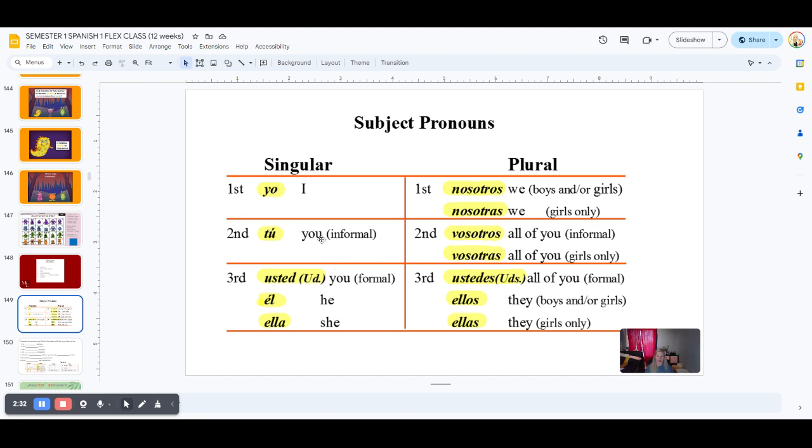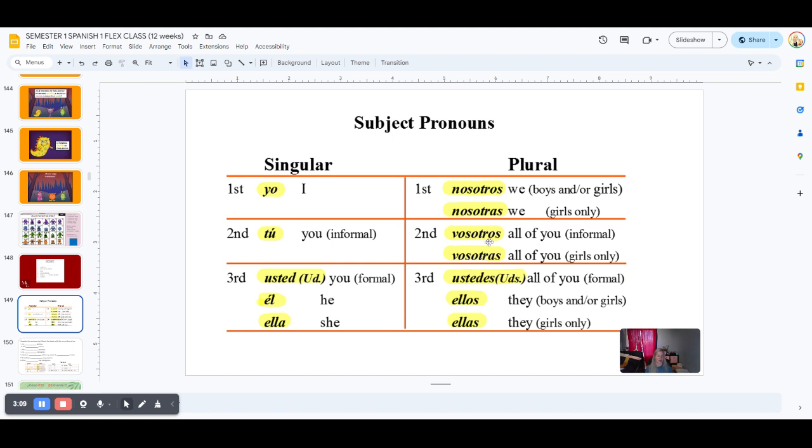And so the difference between the two yous, it would be who you're talking to. If you're talking to like a friend of yours, you would use the tú form. It's informal speak. If you're talking to like a teacher or somebody you need to show respect to, you would use the usted form. On the right-hand side, we have the plural side. We have nosotros, which is we, or nosotras, could also be we, just depending on who the makeup of the group is. If it's all girls, it's nosotras. Boys and girls, nosotros.